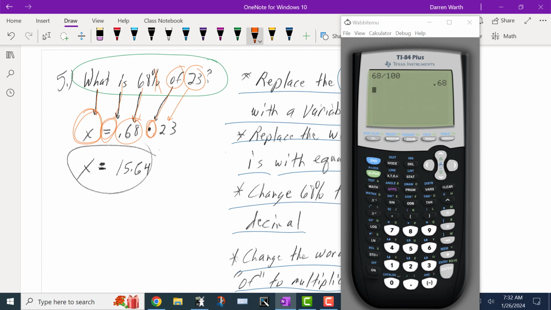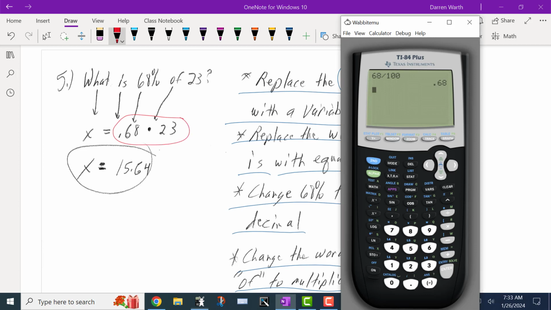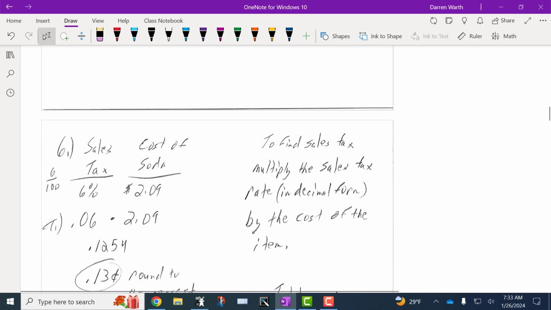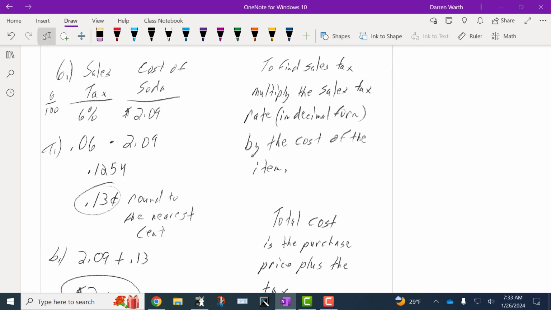So now that we've changed it over, we can solve this equation. Notice there's no algebra involved here. It's just a direct problem. So we type into our calculators 0.68 times 23. I take 0.68 times 23, I get my answer of 15.64. Now on number 6, another story problem.